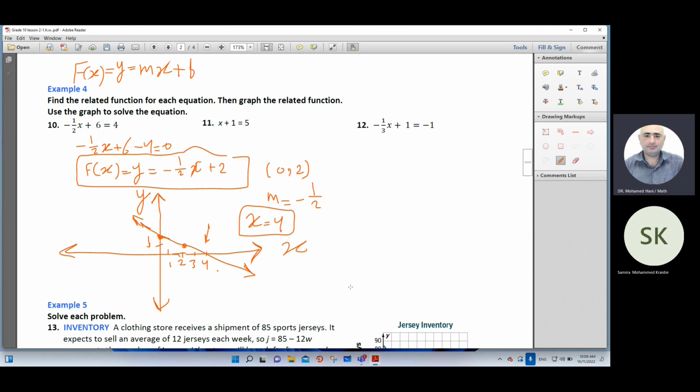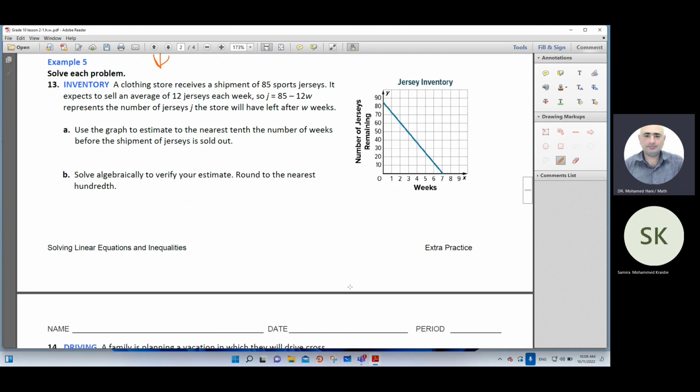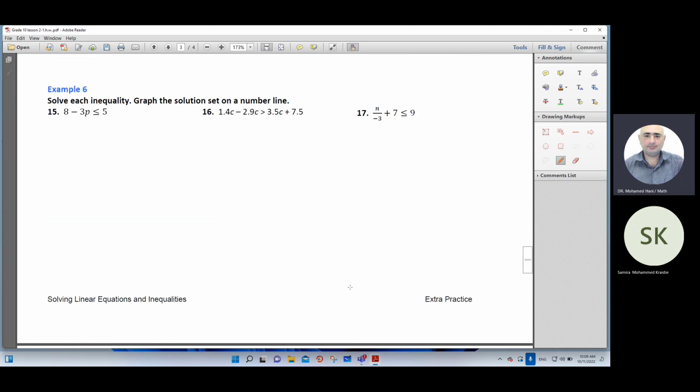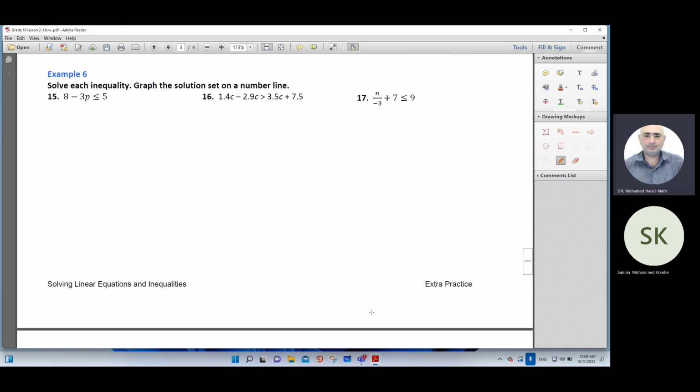Okay. The last idea, number 15, inequality. This is important. Solve each inequality. Graph the solution set on a number line. Here we want to graph on the number line, not on the coordinate plane. But before that, we want to solve it.